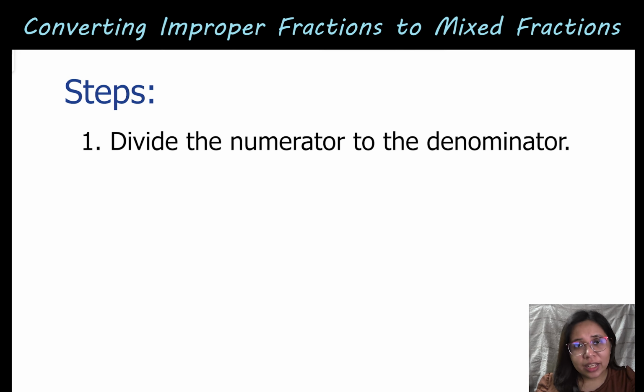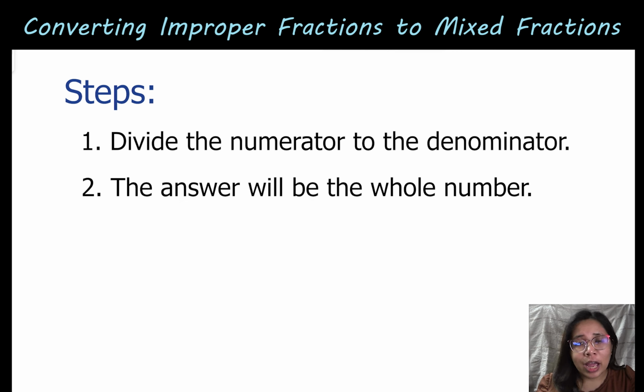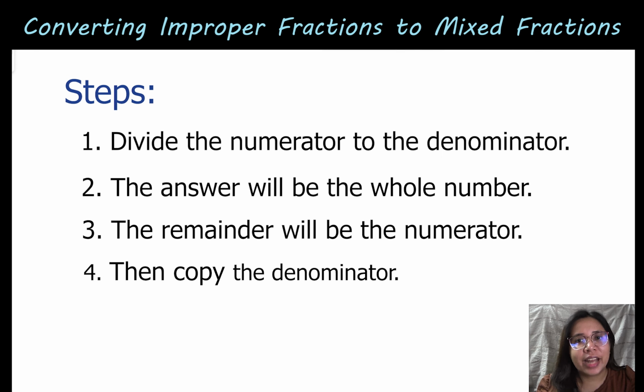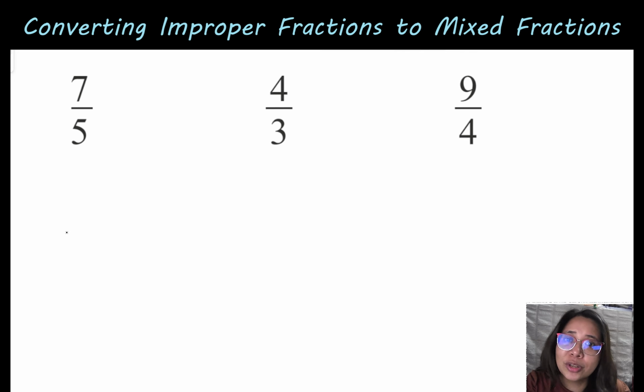So, una, i-divide natin yung ating numerator sa denominator. Then, yung answer ay ang magiging whole number ng ating mixed fraction. And then the remainder will be the numerator at kukopyahin lang natin yung denominator. So, napakadali lang, no? Okay, so, for example, we have 7 over 5.